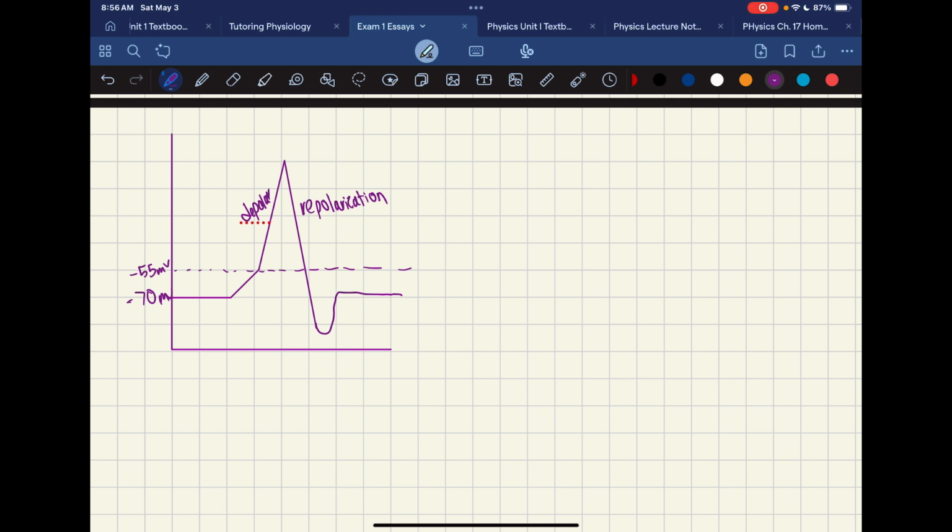And we're going to talk about what affects these things. So the action potential is huge because it's used to transmit signals throughout the body.